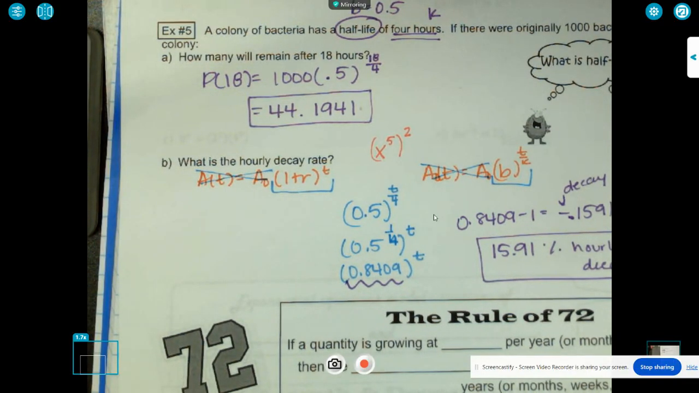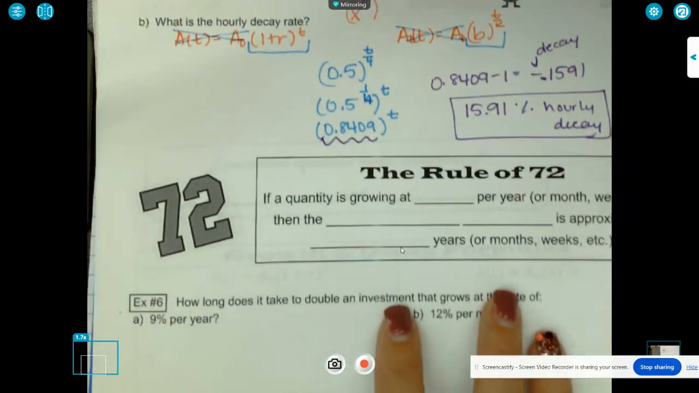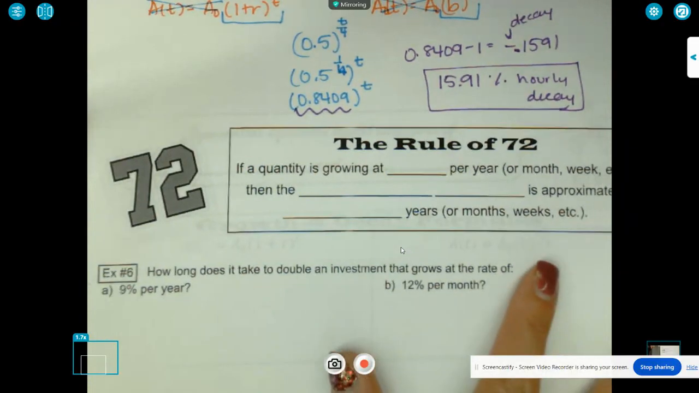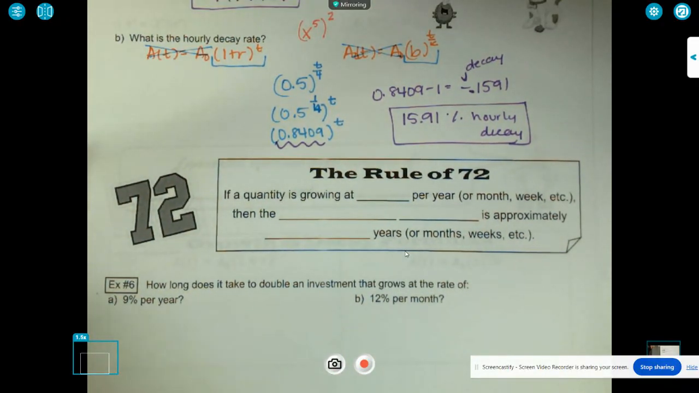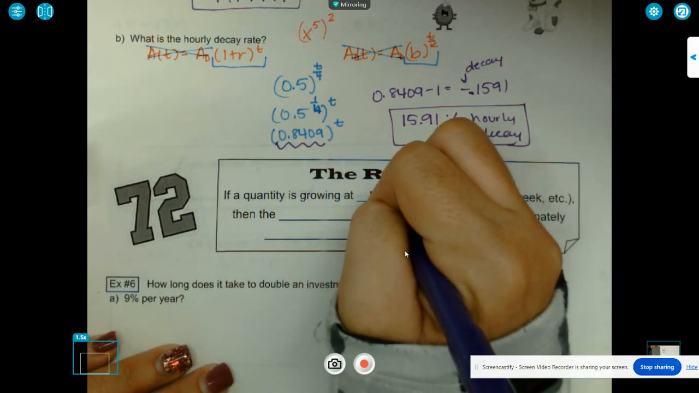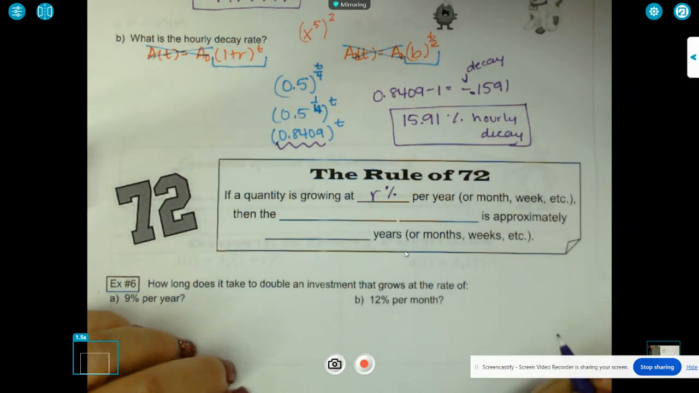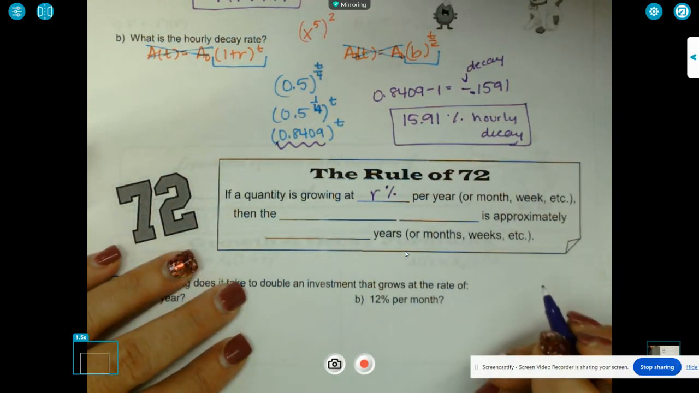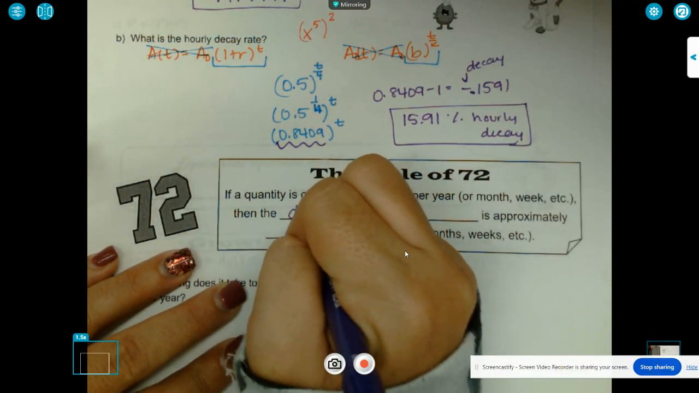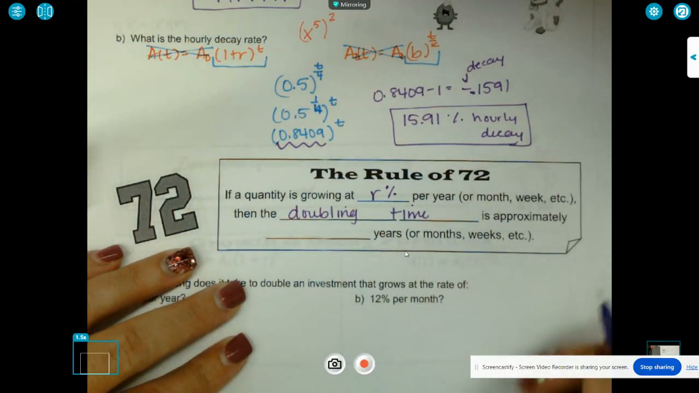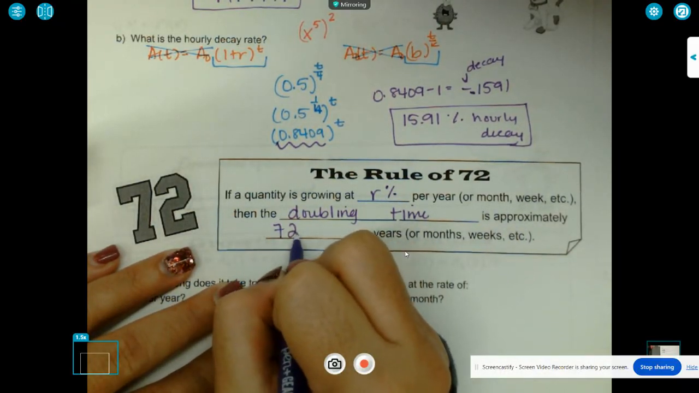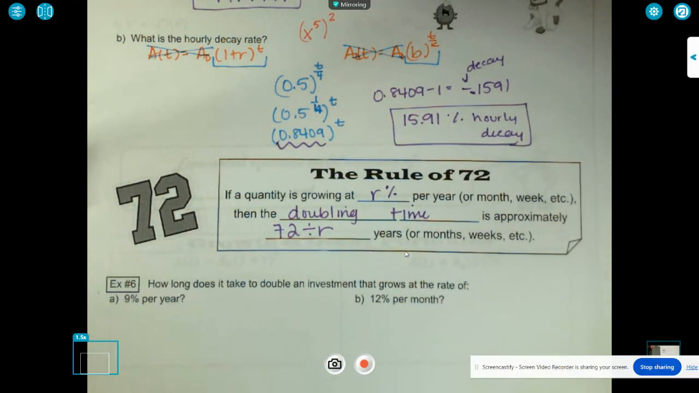All right, last thing, easy enough. What makes all of this way simpler is something called the rule of 72. Okay, y'all, the rule of 72 is the easiest rule you're probably going to learn all year. If a quantity is growing at R% per year or month or week or whatever time they have, then the doubling time is approximately 72 divided by R years or months, weeks, etc. The doubling time, okay?